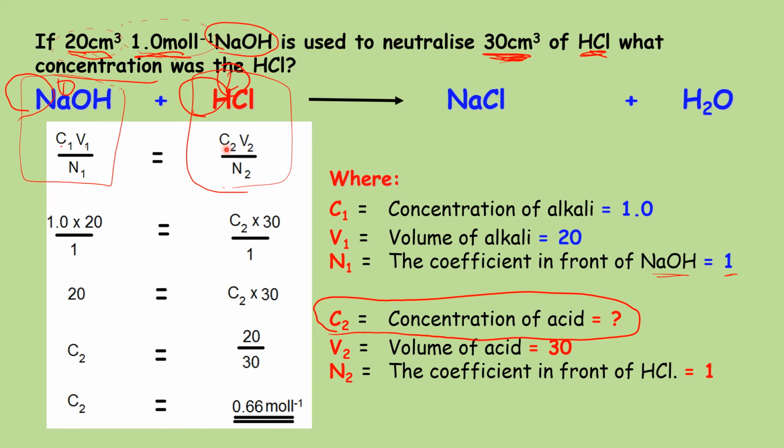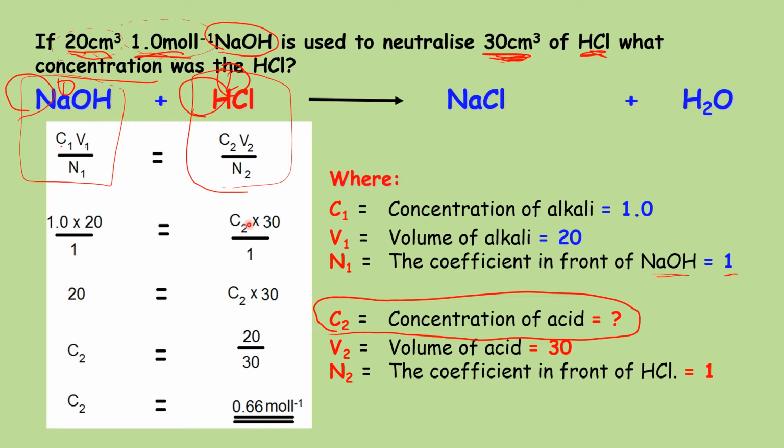We then have C2, which stays as C2, V2 becomes 30, and N2 becomes 1 as well. Now, on this side of the calculation, we have all numbers. So 1 times 20 divided by 1 is 20. So we can work that side out.